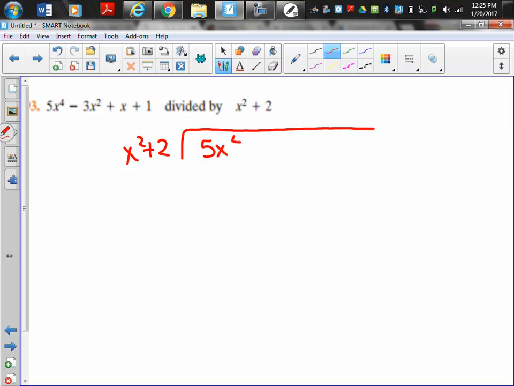How many x cubes do I have? 0. None. So you have to put in plus 0 x cubed. I have an x squared plus x plus 1. This piece right here, you have to put it in. If it's missing one of the exponents, you have to put in a plus 0 for that exponent. If you don't do that, you will mess up.